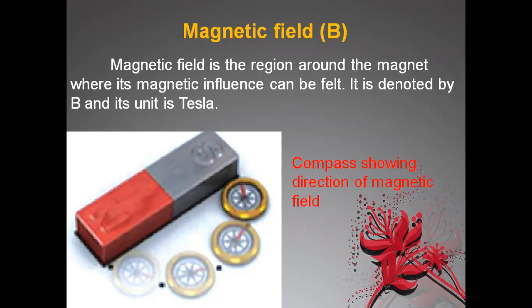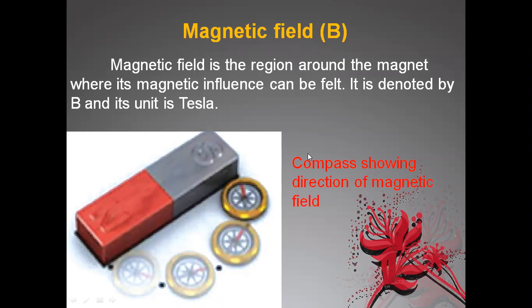Lodestone is used to make compasses, which are used to find the way. In olden days, ships used compasses. The next type is artificial magnets. These are man-made magnets, available in shops. Natural magnets can never be destroyed, but artificial magnets are easy to break.